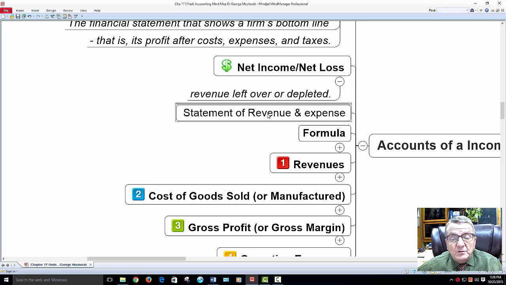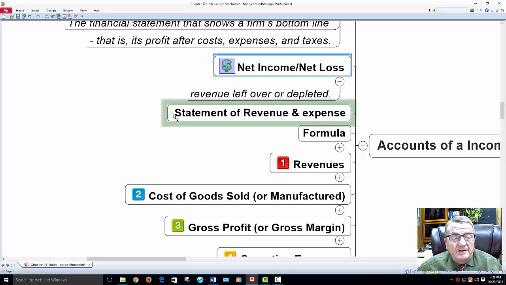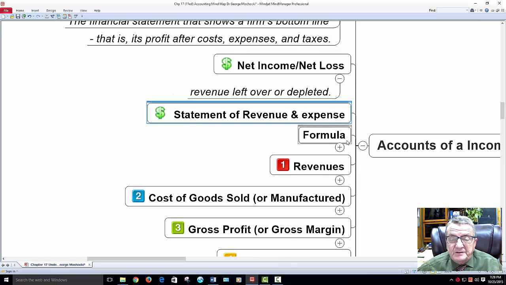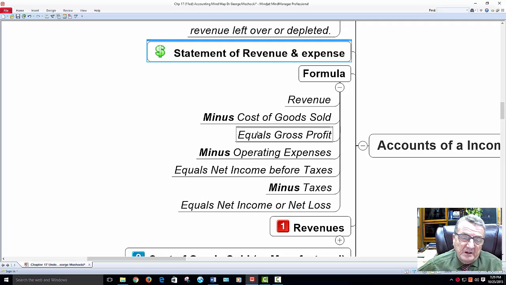The statement of revenue and expenses is another statement. Here's the formula: revenue minus cost of goods sold equals gross profit. Gross, not net yet. Then I subtract operating expenses, and after subtracting the taxes, that equals net income or net loss. In my class you'll be doing a real short income statement and a quick balance sheet. I won't do a cash flow. That'll be good enough for my online and face-to-face classes.